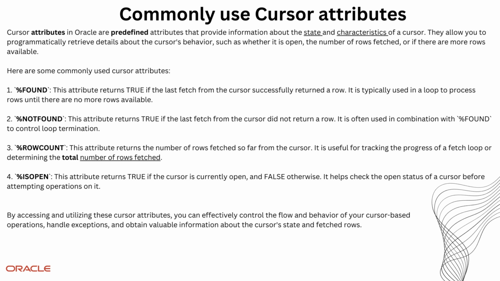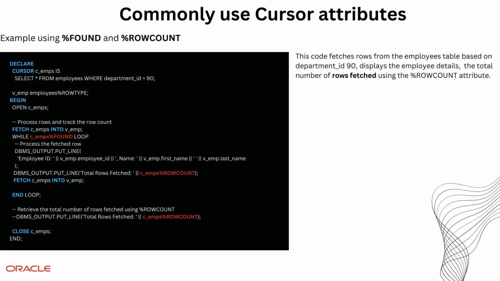By accessing and utilizing these cursor attributes, you can effectively control the flow and behavior of your cursor-based operations, handle exceptions, and obtain valuable information about the cursor's state and fetched rows. This code fetches rows from the employees table based on department_ID 90, displays the employee details, and the total number of rows fetched using the %ROWCOUNT attribute.